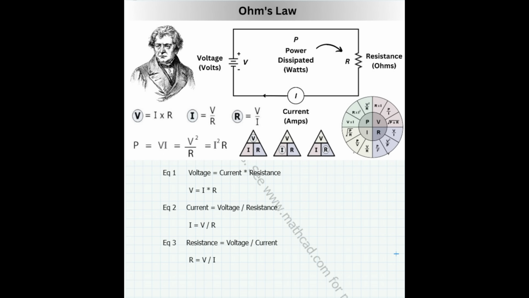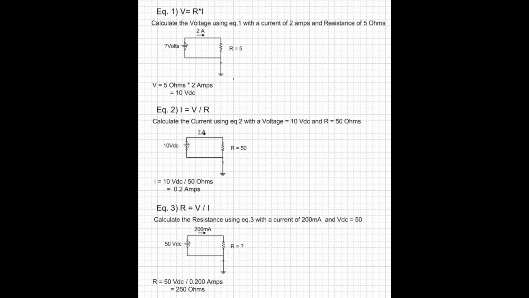Now we'll do our equations. Equation 1 states: voltage is equal to the resistance times the current. Equation 2 states that current is equal to the voltage divided by the resistance. And the third equation in Ohm's Law states that resistance is equal to the voltage divided by the current.